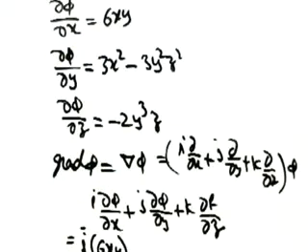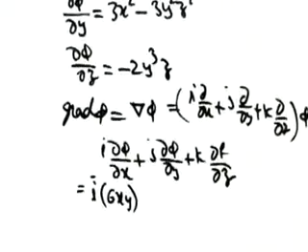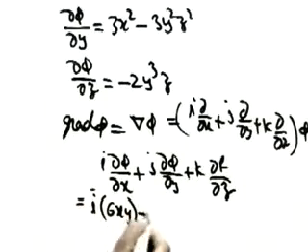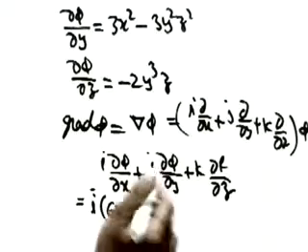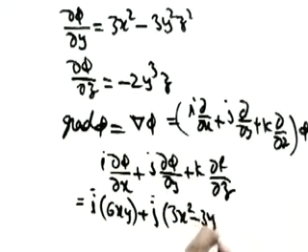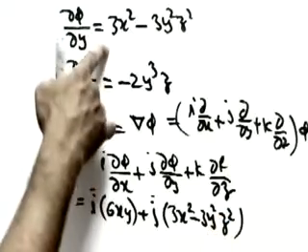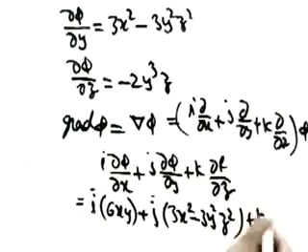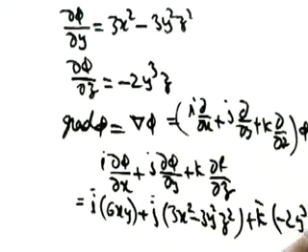This is 6xy, plus j into ∂φ/∂y, which is 3x square minus 3y square z square, this one, plus k into ∂φ/∂z, which is minus 2y cube z.